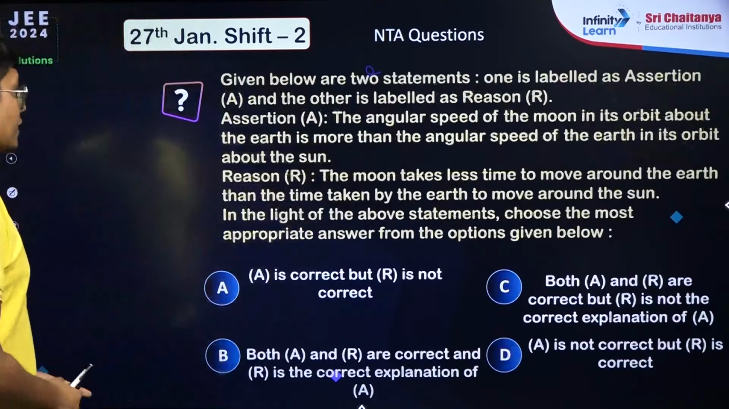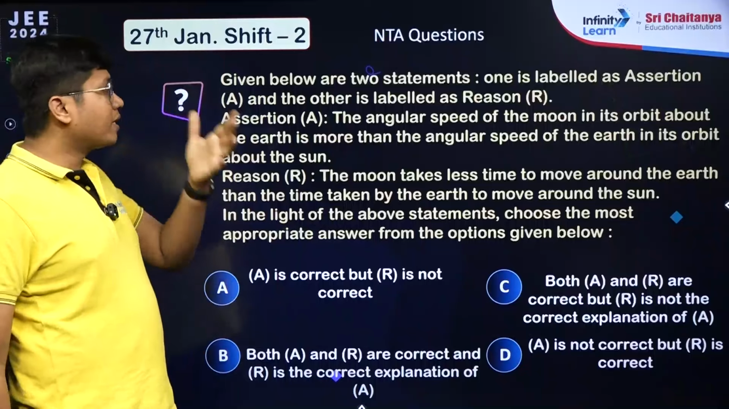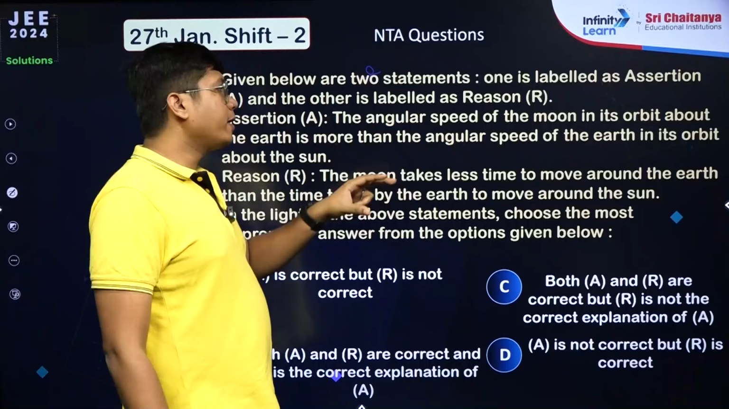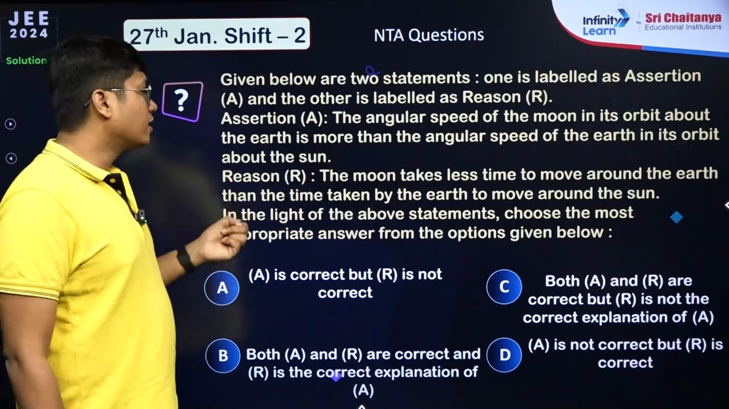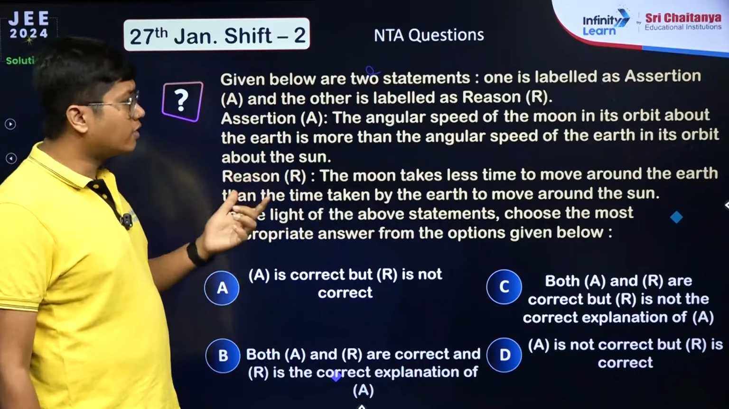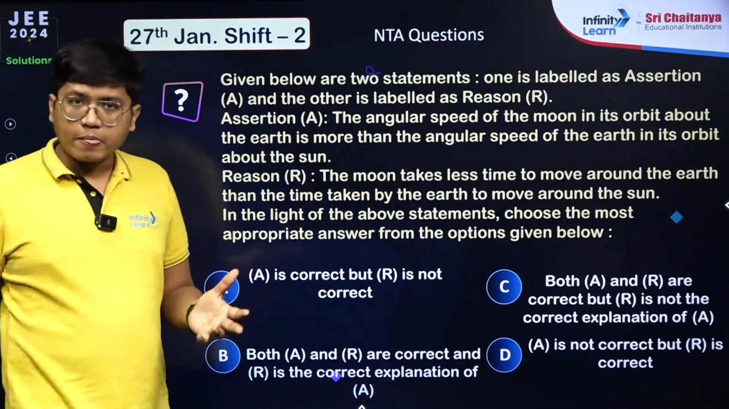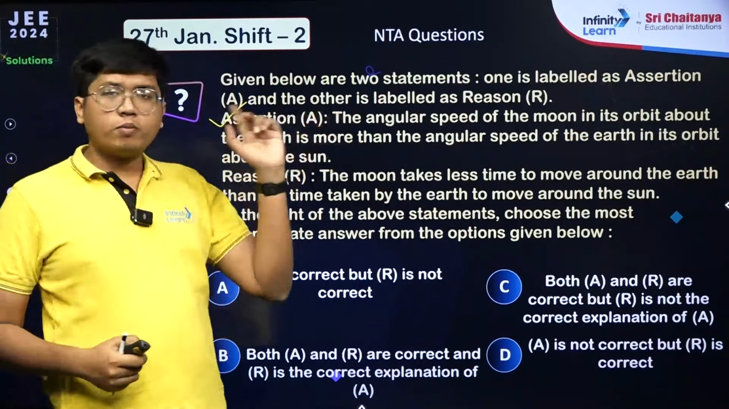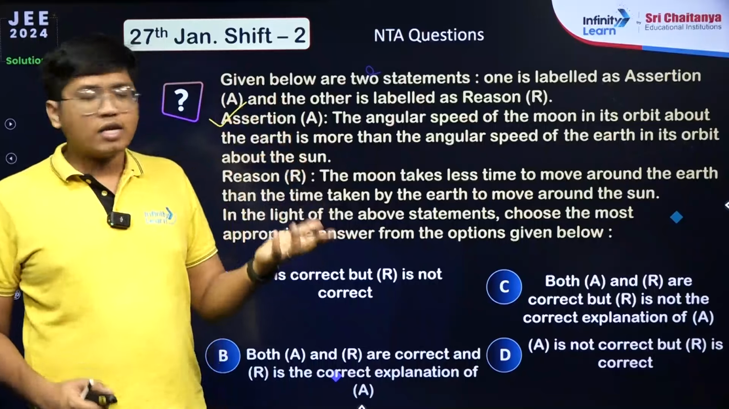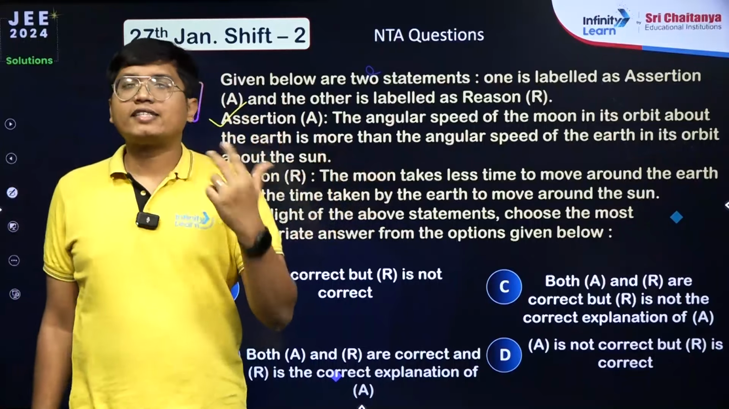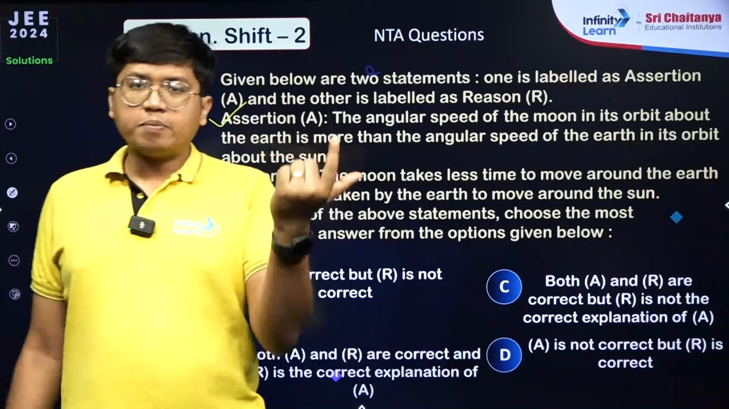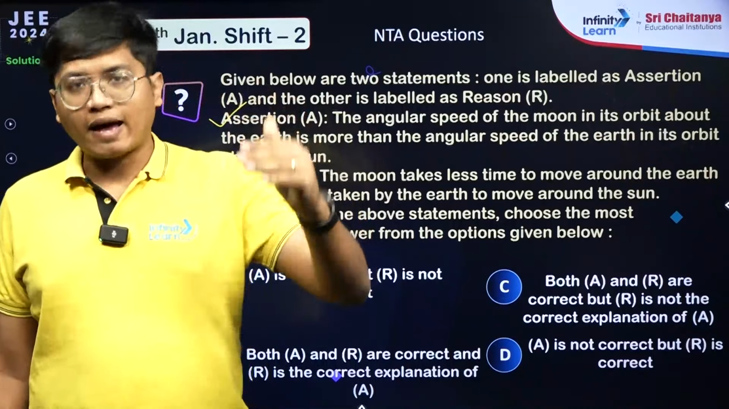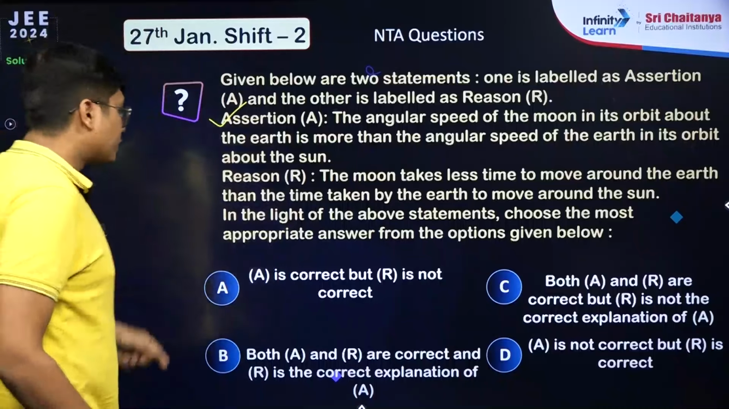Next question says given below are two statements. One is labeled as assertion and the other is labeled as reasoning. So the assertion statement is: angular speed of the moon in its orbit about the earth is more than the angular speed of the earth in its orbit around the sun. This is a correct statement. Why? Because we know that the orbit of the moon around the earth takes 29 days, whereas that of the earth around the sun takes 365 days. So obviously the moon has a shorter time period. If it has a shorter time period, it has a higher angular velocity. So this statement is correct.